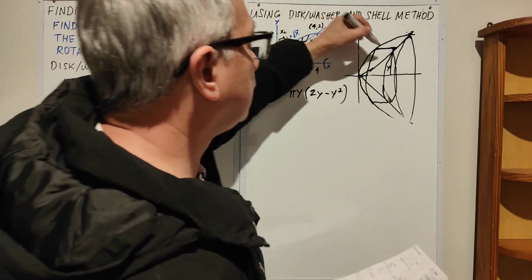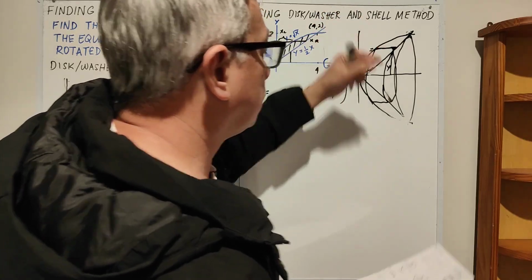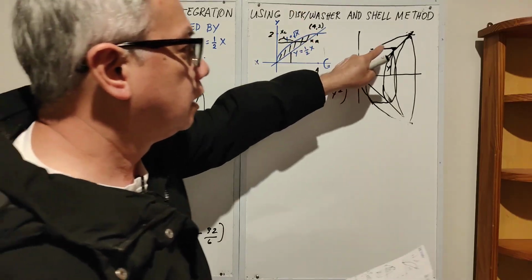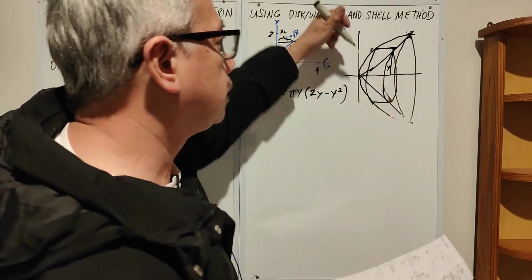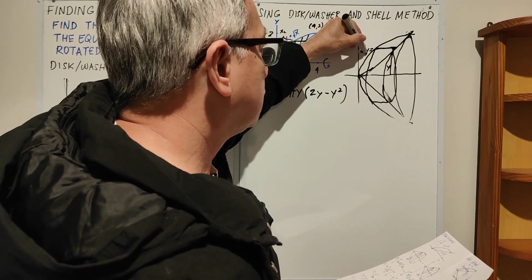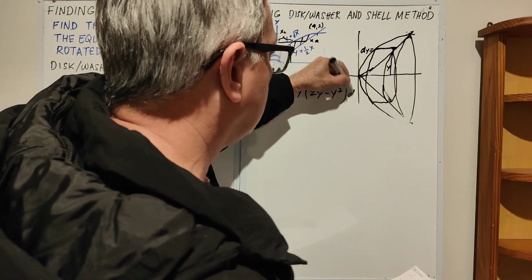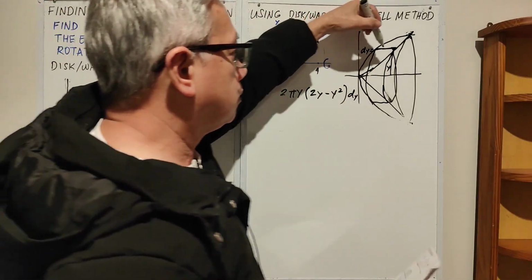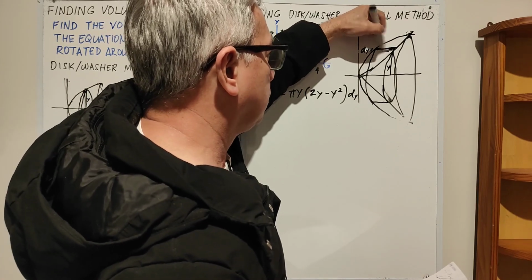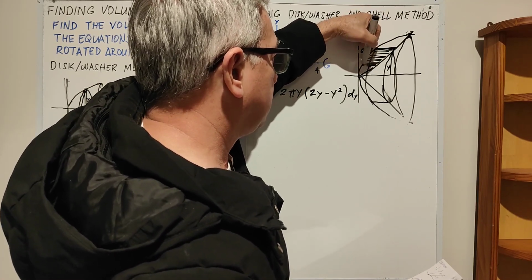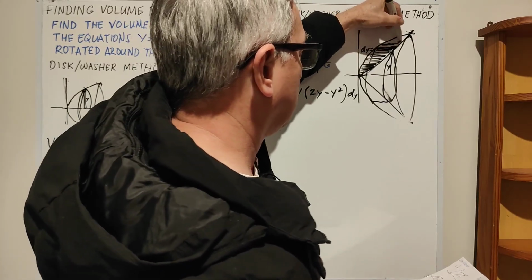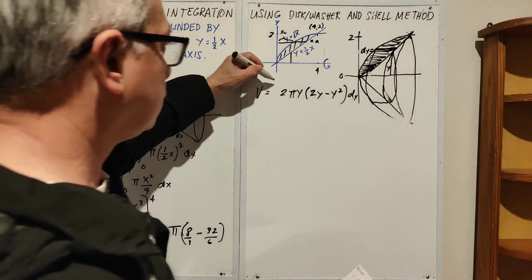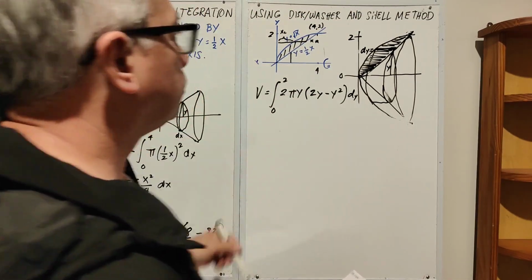And then you have to multiply that surface area with the thickness dy to get the volume of that shell. Now, this is just one slice, so we have to have infinitesimally thin slices. So that is from 0 to 2. So we have to integrate that from 0 to 2.